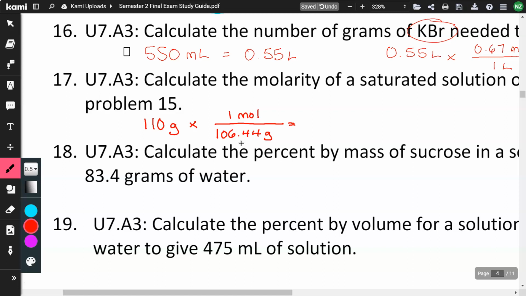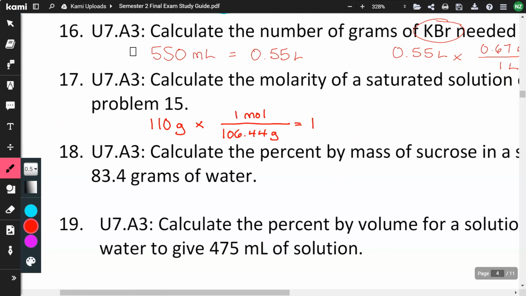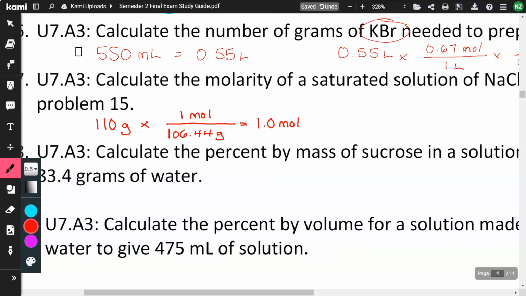So we plug that into our calculator. So 110 divided by 106.44, you get an answer of 1.03. And we have 2 sig figs, so our answer would be 1.0 moles. But it's asking us to find molarity. So our molarity would be 1.0 molar. There's 1 mole per liter.